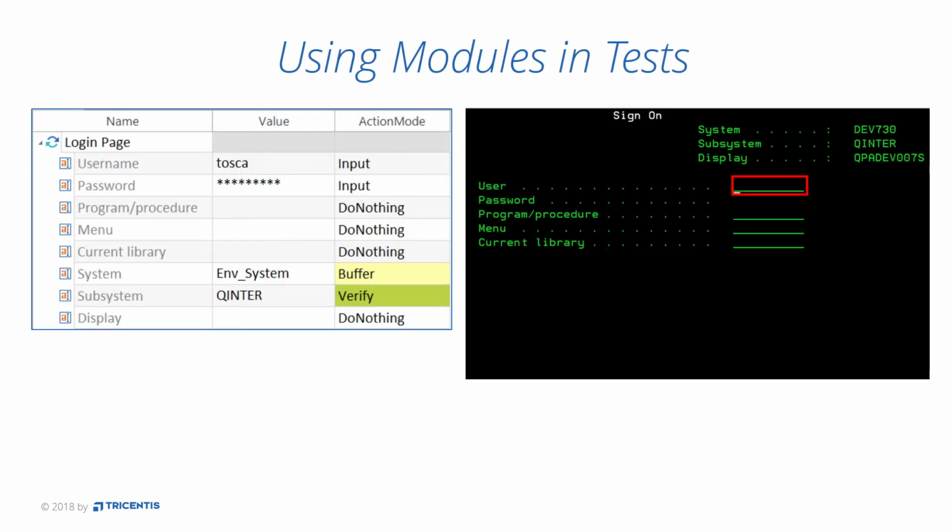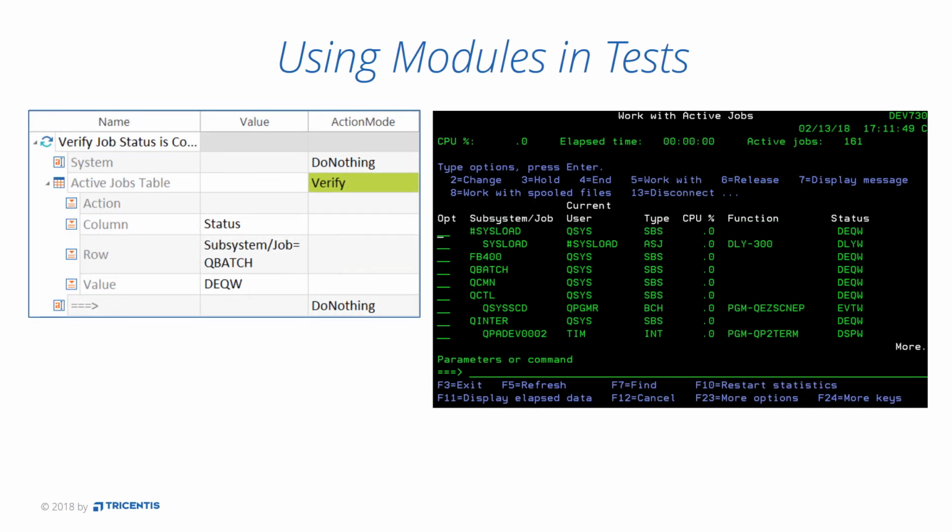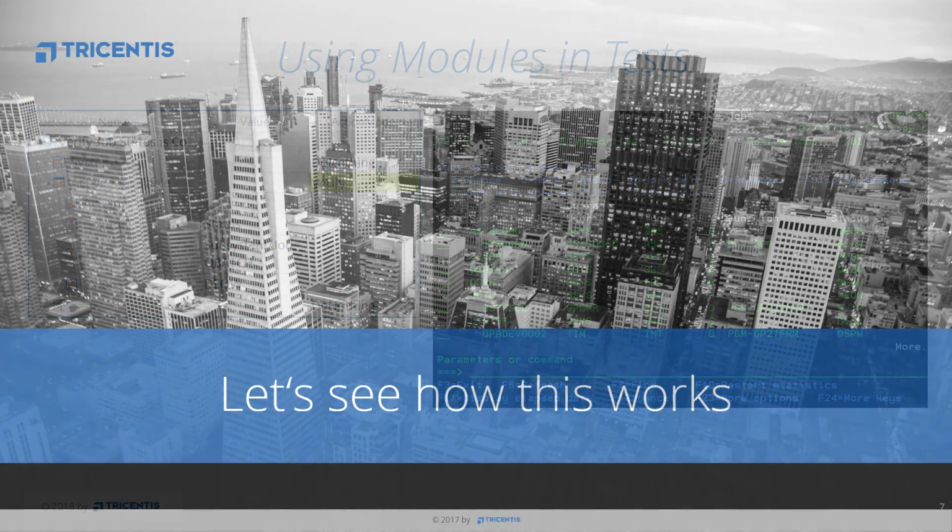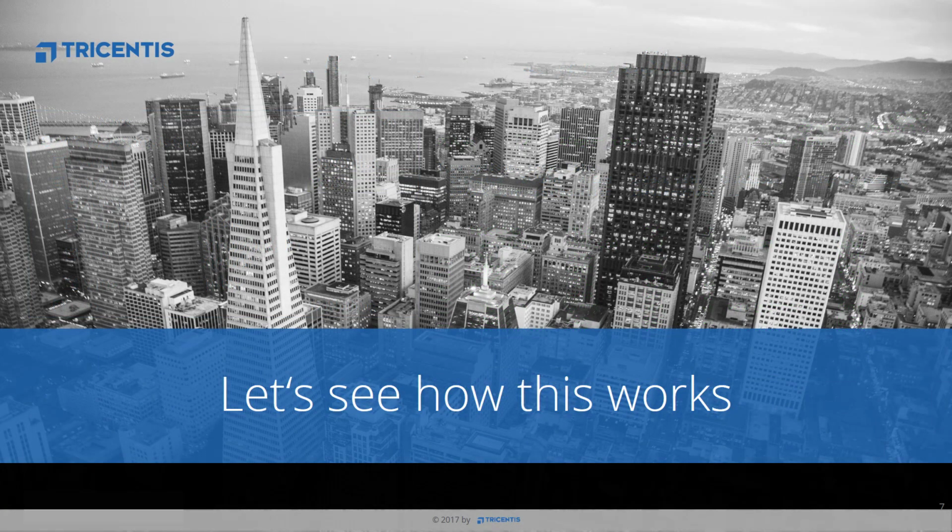As you can see, the test cases are still in plain English, and we can use the same actions, such as input, verify, and buffer, etc. And this even works for more complex screens, such as tables or combo selections, as we can see over here. So now let's see a demo on how this works.